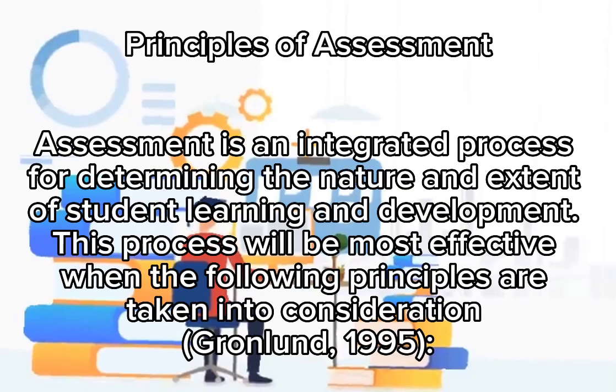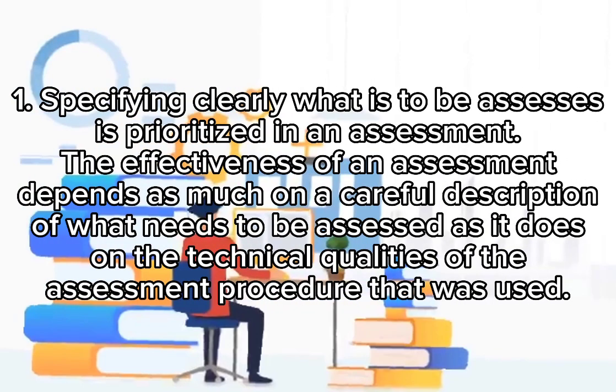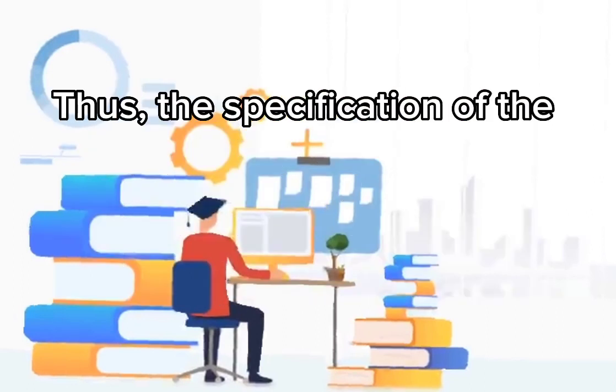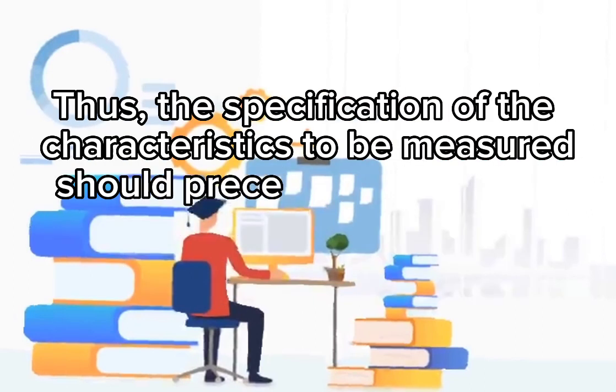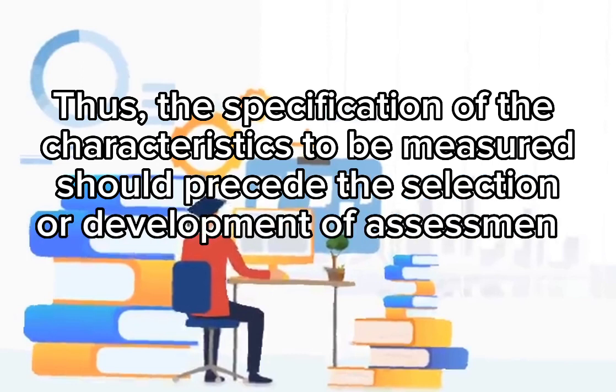Principles of assessment. Assessment is an integrated process for determining the nature and extent of student learning and development. This process will be most effective when the following principles are taken into consideration (Gronlund, 1995). 1. Specifying clearly what is to be assessed is prioritized in an assessment. The effectiveness of an assessment depends as much on a careful description of what needs to be assessed as it does on the technical qualities of the assessment procedure that was used. Thus, the specification of the characteristics to be measured should precede the selection or development of assessment procedures.